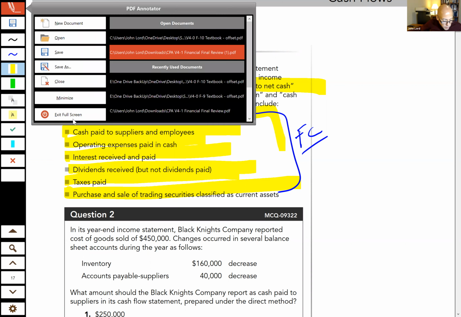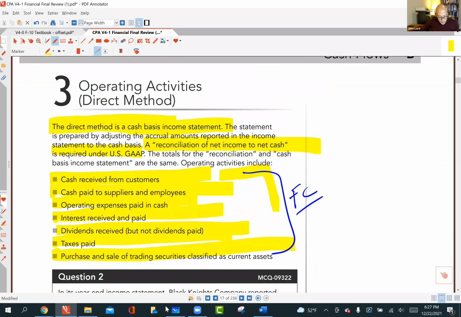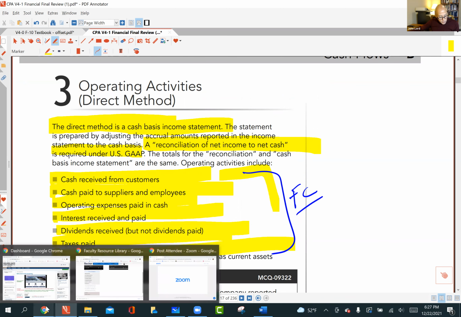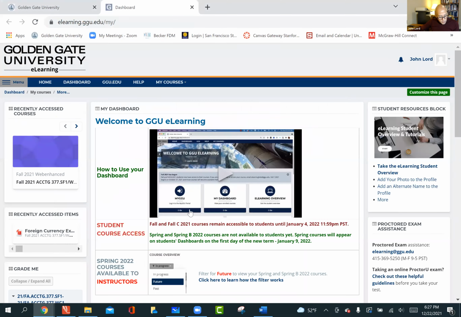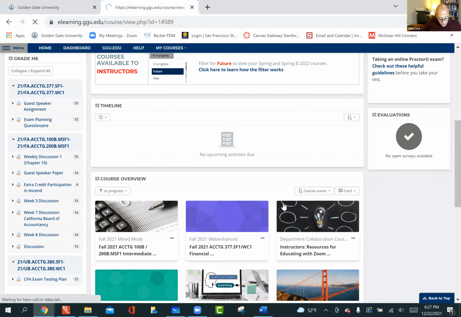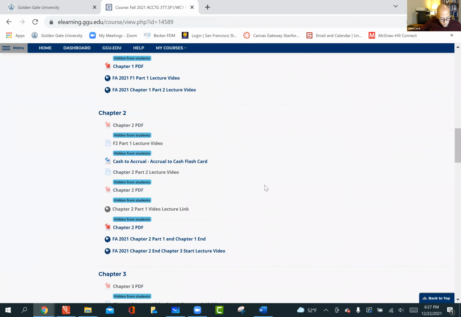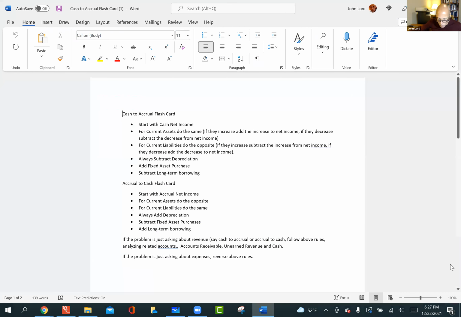Now, when you look at some of the material I provided, I want to show you where this is. I think it was chapter 2. See this thing? Cash to accrual, accrual to cash. See this flashcard? We had this back when we were looking before, and I'm just going to open it from here.